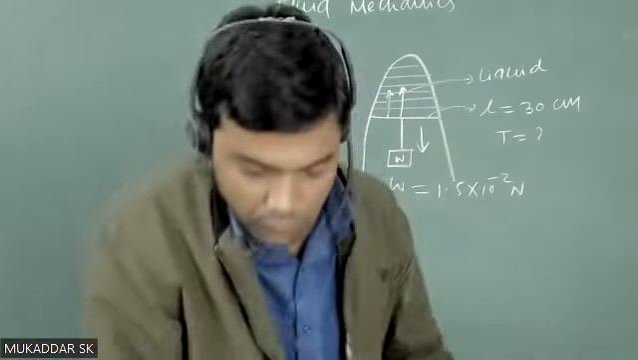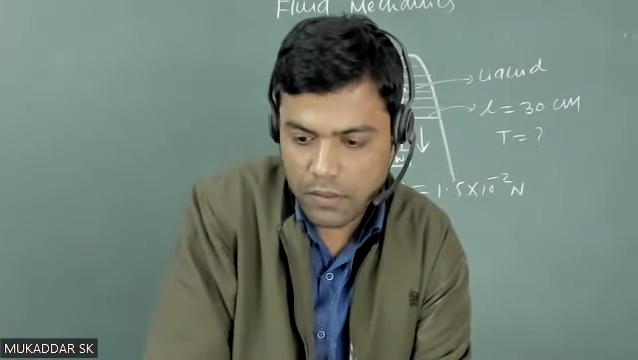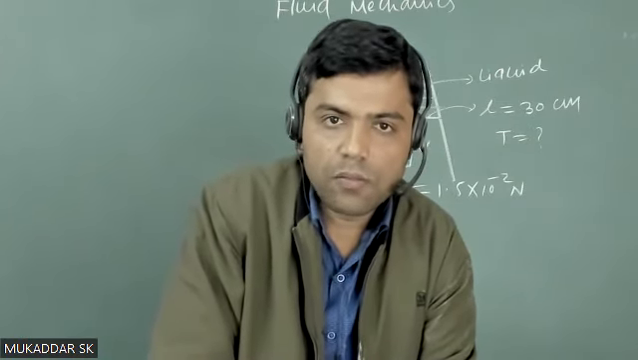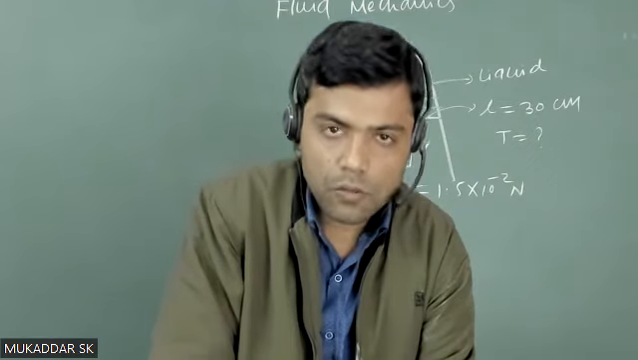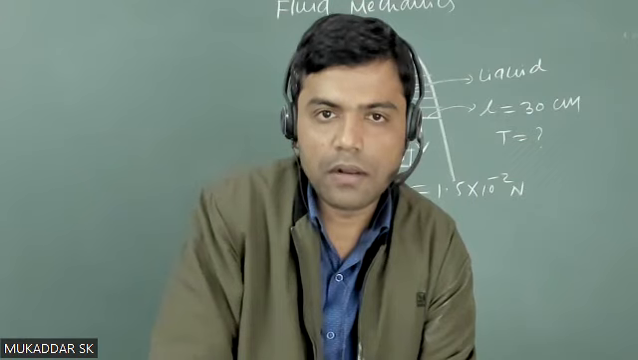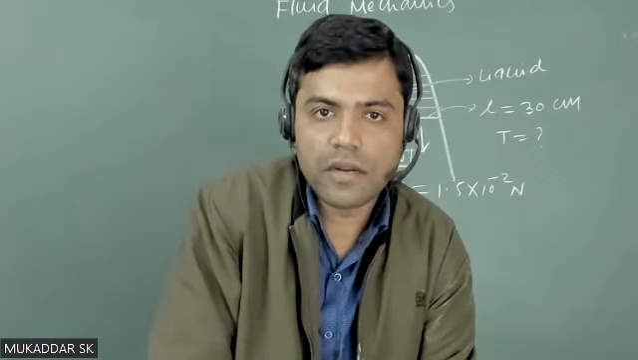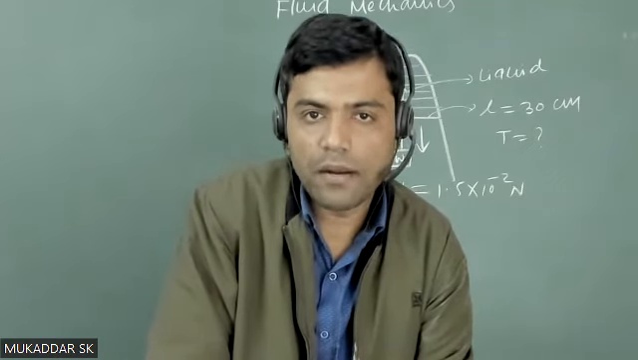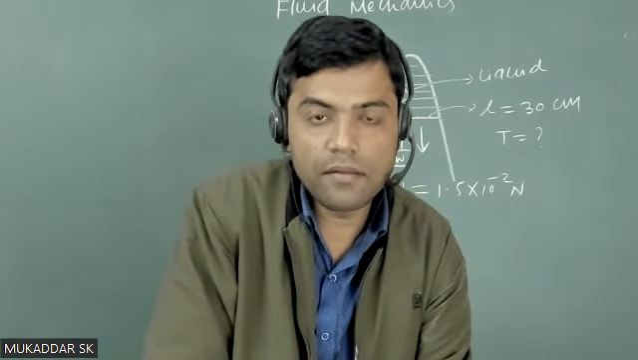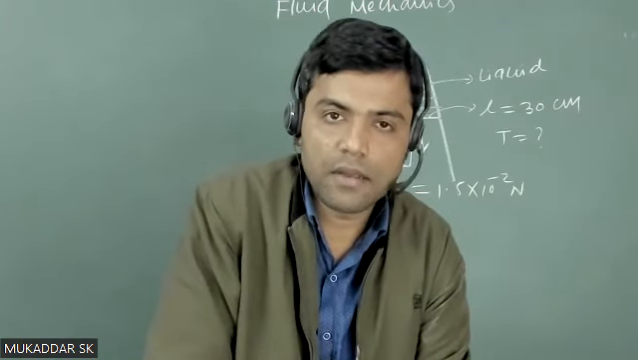So you have a U-shaped container where a thin film of liquid is kept. It can support a weight of 1.5 × 10^-2 Newton, and the length of the sliding wire is given as 30 centimeters. So you have to calculate the surface tension of this liquid. Very simple. Two forces are balancing: one is due to weight, acting downwards, and that is perfectly balanced by the force due to surface tension, acting upwards.